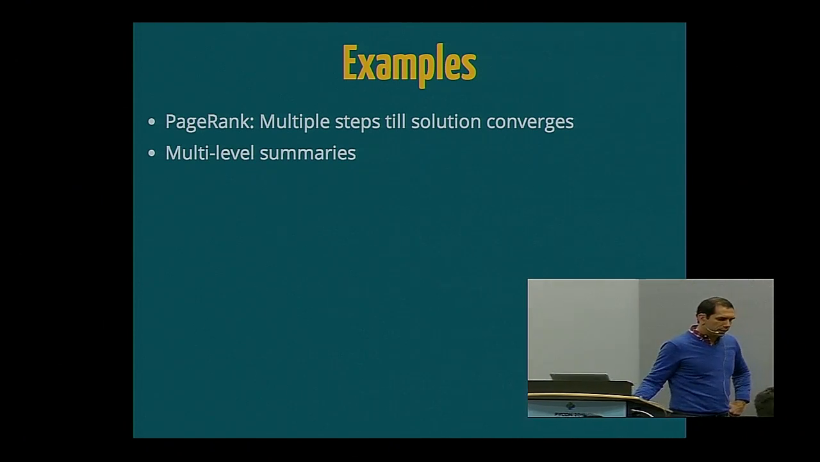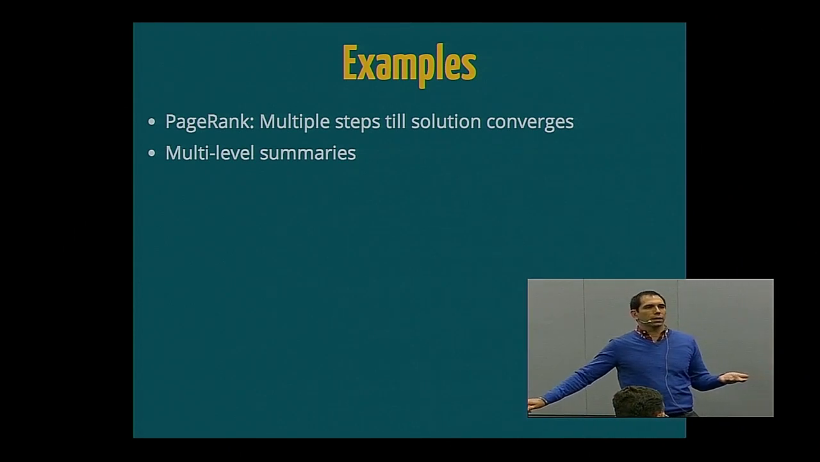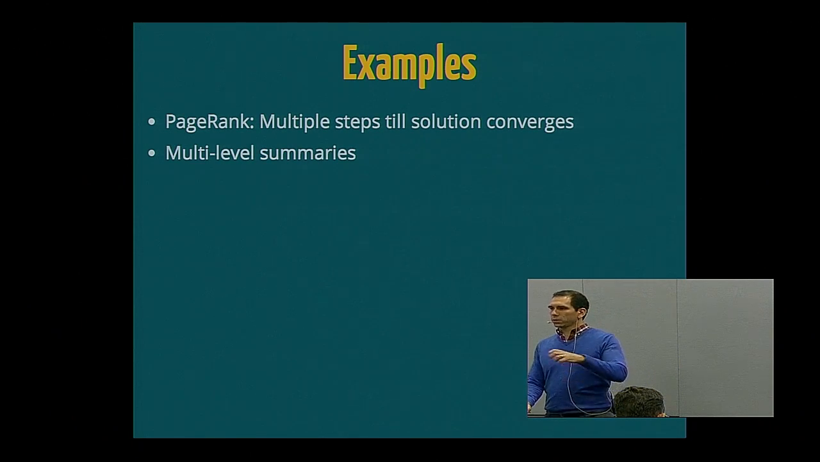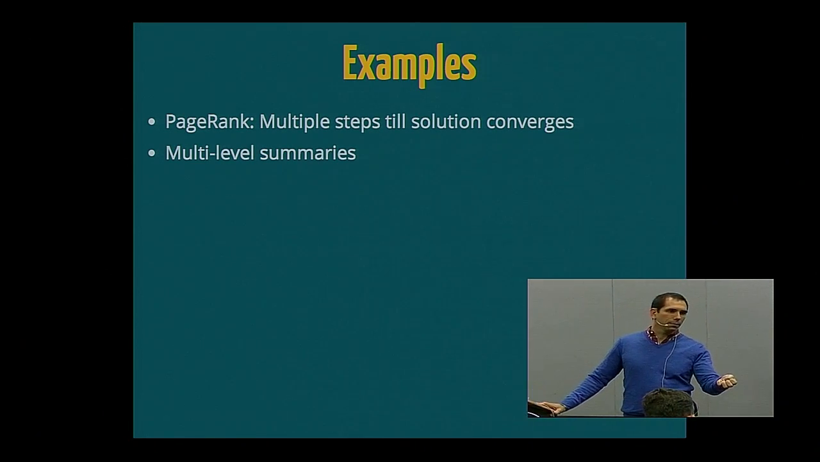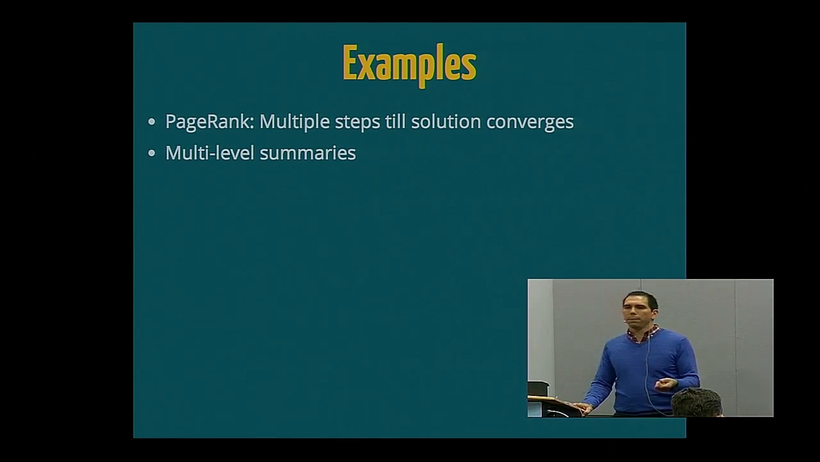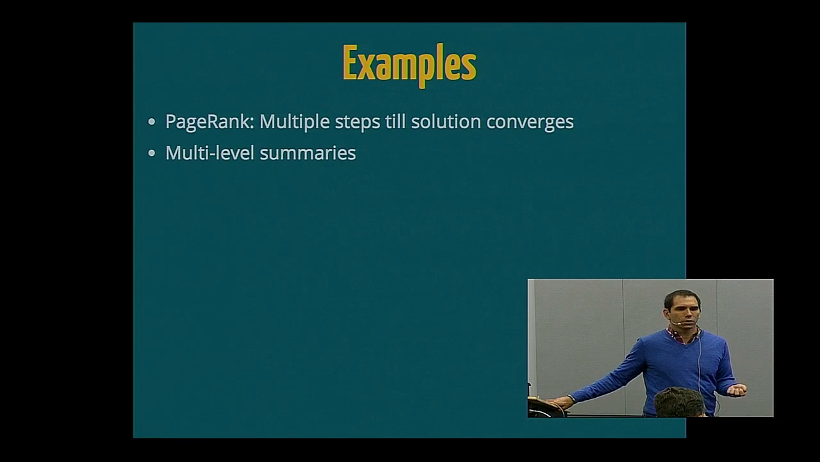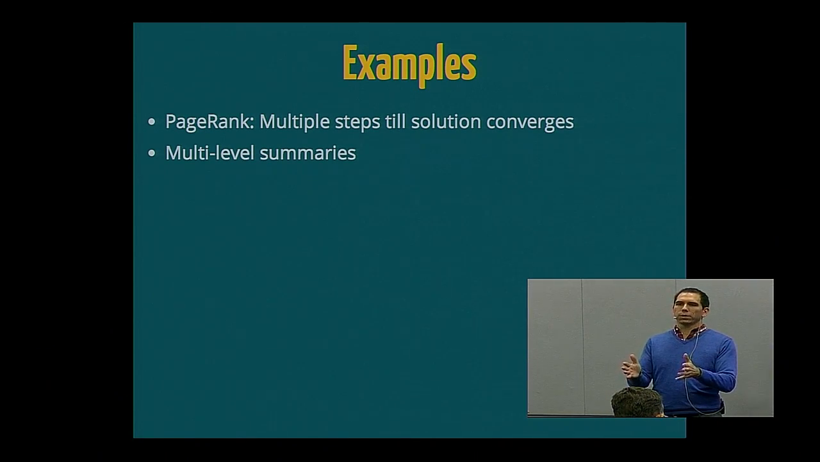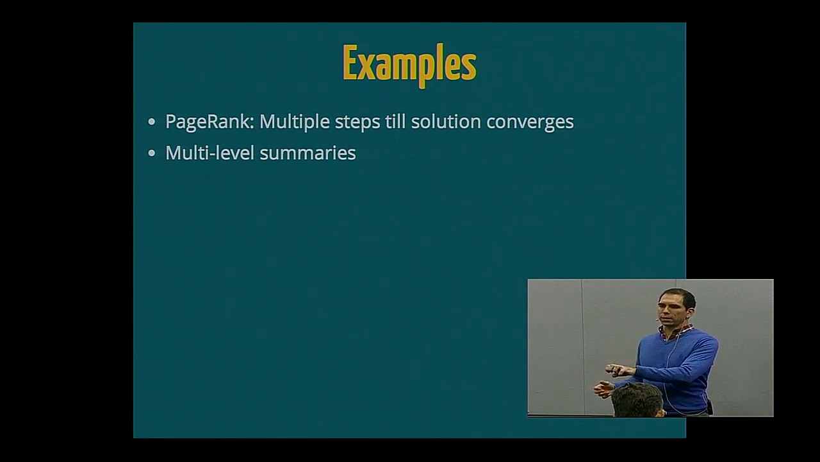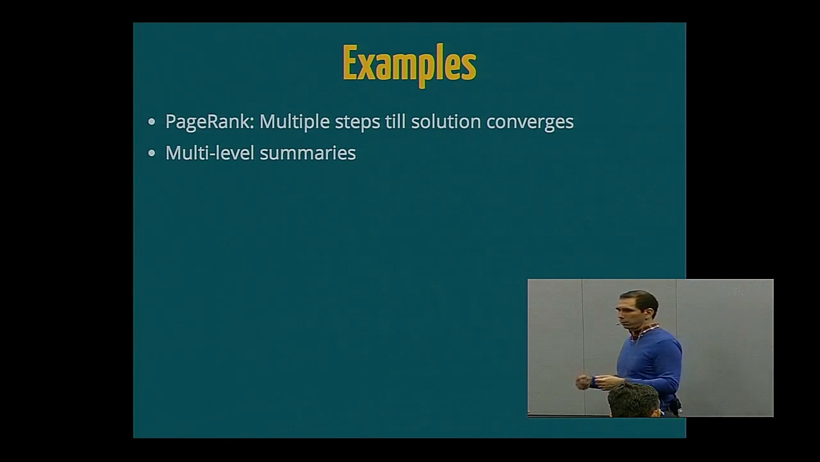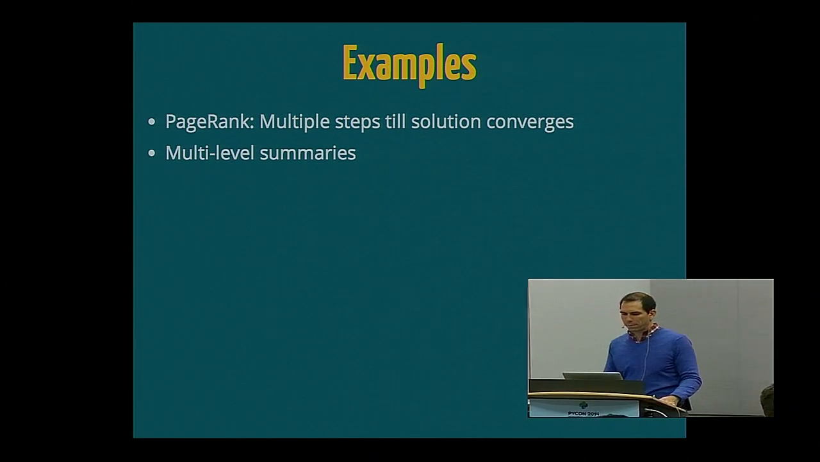For some examples of how this is used, PageRank uses this to continually compute a PageRank value. It'll take the output of one MapReduce job and use it as an input to another until it converges. Multi-level summaries are also useful. If you need to group on one particular key and then take those values and group them together in a different way, you can also do that with multiple MapReduce steps.